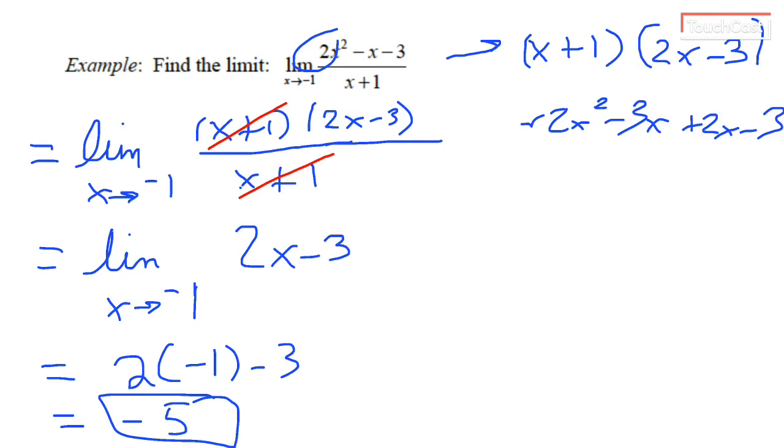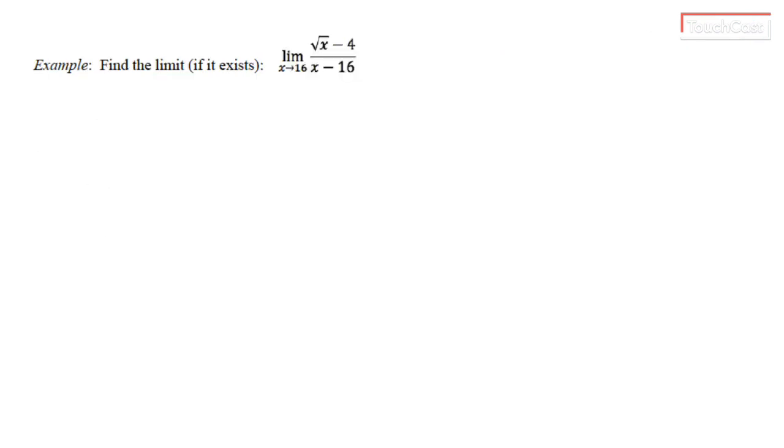Final answer. So let's introduce a second technique. Right now, if I were to try substitution, I might let x equals 16, and that's going to give me a 0 in the denominator. So I cannot evaluate this limit by substitution. Another technique we might try, if you have a radical expression in the numerator, it's called rationalizing the numerator.